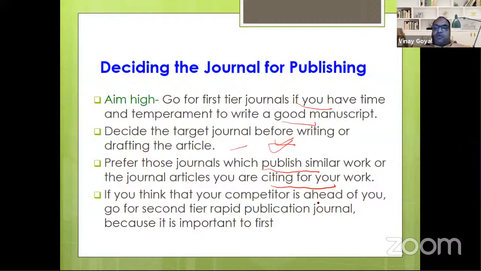If you think that your competitor is ahead of you, go for the second tier rapid publication journal, because it is important to be first. Sometimes you may be concerned that similar work can be done by others also. So it is advisable that in those cases, if you are able to publish the paper early by publishing in those journals which have a rapid review process, you should try to do that.